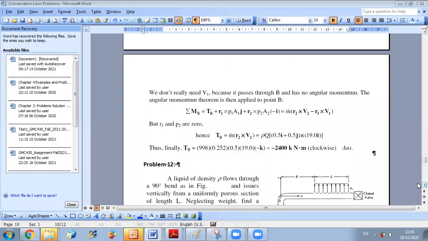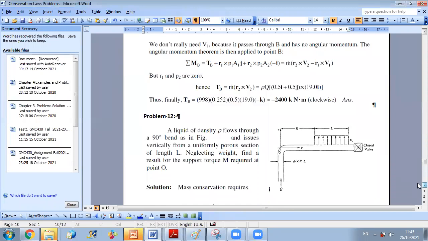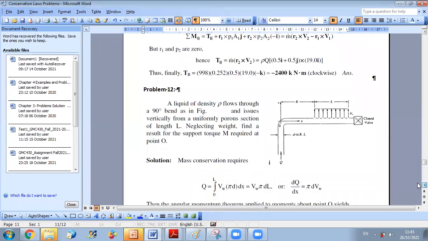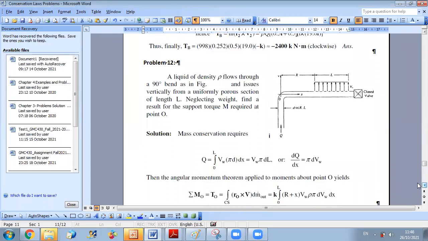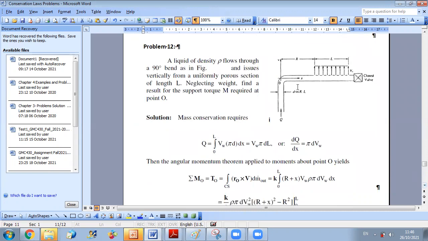Okay. I have realized from the exam that you have some problem with integration. This is why I included this problem for you. So a liquid of density rho flows through a 90 degree bend as shown in the figure and issues vertically from a uniformly porous section of length L. Neglecting the weight, find a result for the support torque M required to be applied at point O.